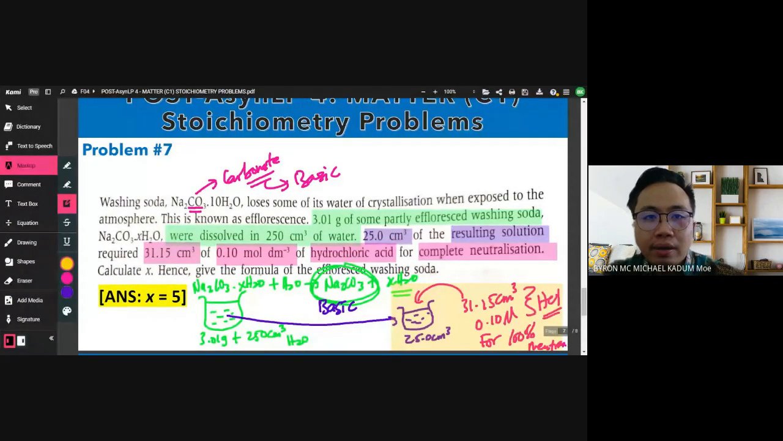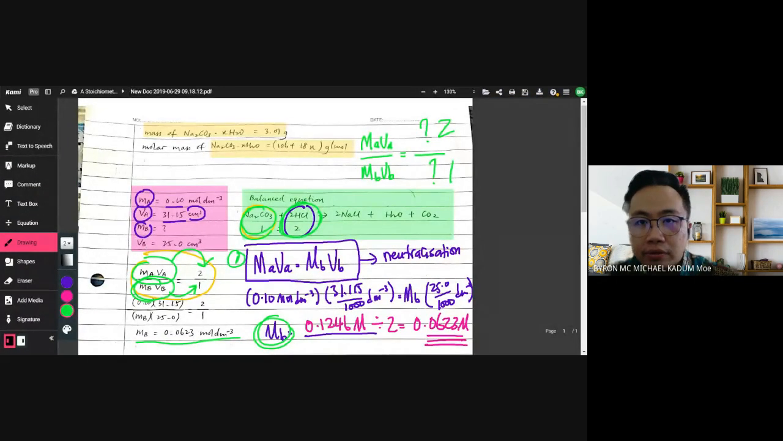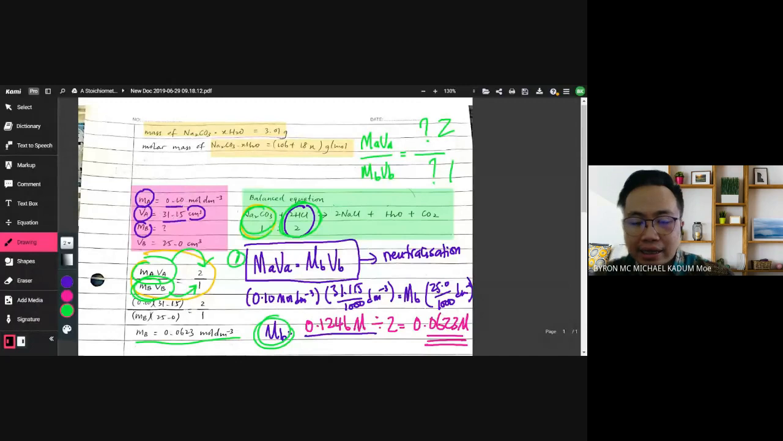That's why dalam dia punya sini, volume of, sudah berubah? Okay. That's why volume of base kita cuma ambil 25, bukan 250. Sebab cuma 25 yang dineutralizekan oleh acid yang di atas. Yang itu okay, Daniel? Okay, sir. Yang itu okay ya?